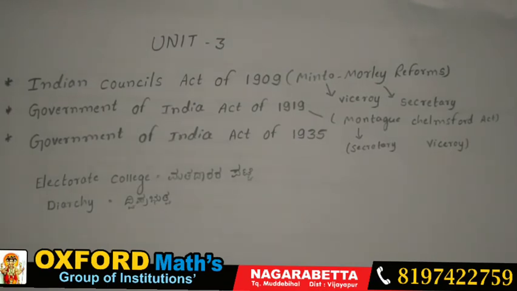Diarchy, as I told you, in Kannada is called Dviprabhutva. Before, at the regional level there was an authority of the British to look after administration as well as a representative body of Indian members. But after 1935, all regional administration became autonomous. Autonomy means independent, not taking suggestions or consulting the British administration on how it is going to run. In Kannada it is called Swaitate or Swatantrate.